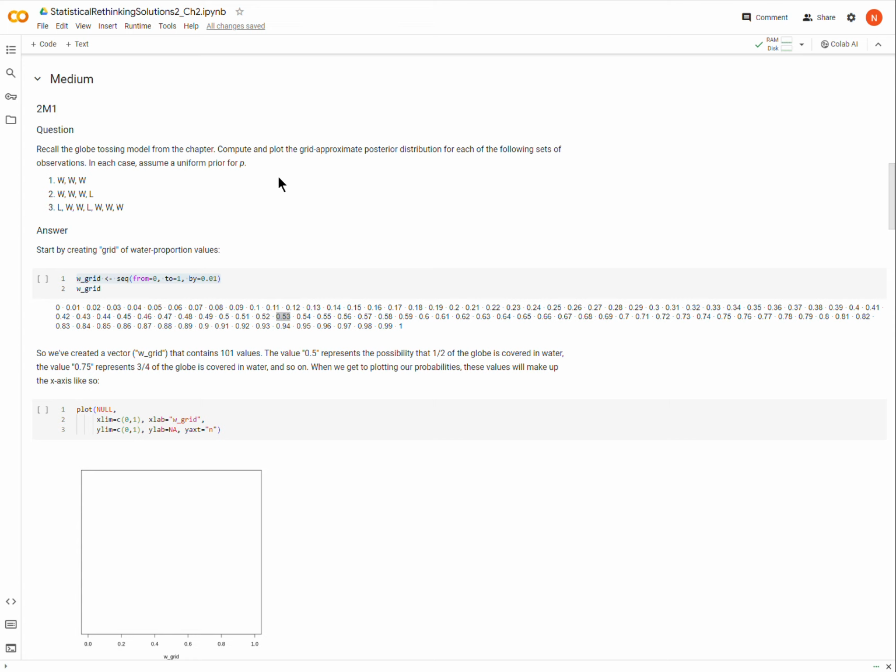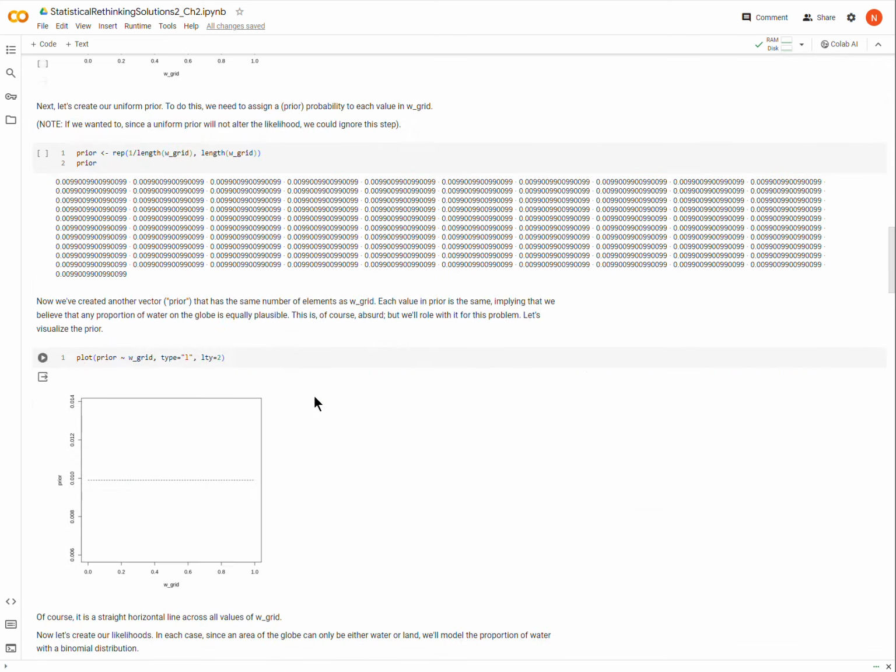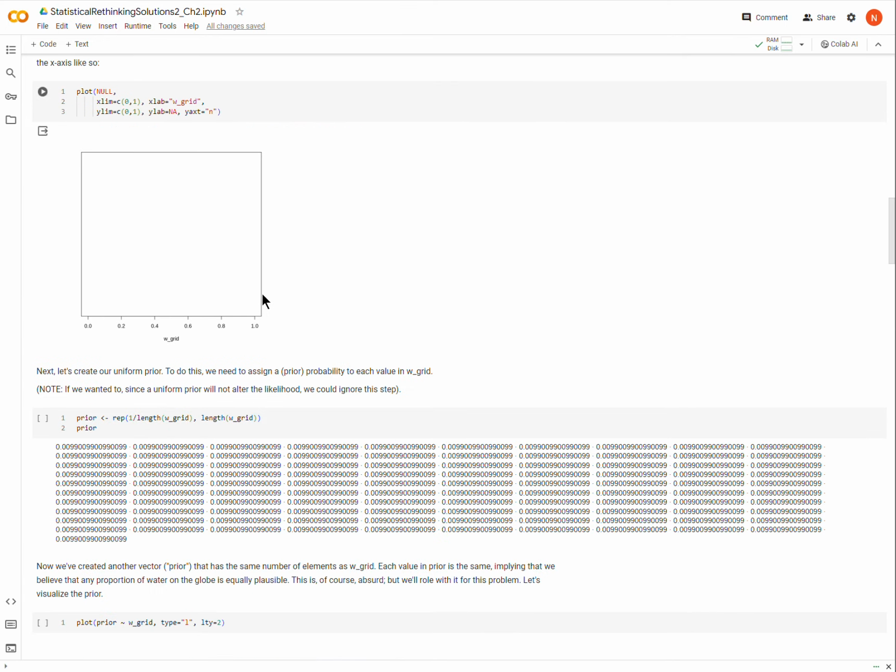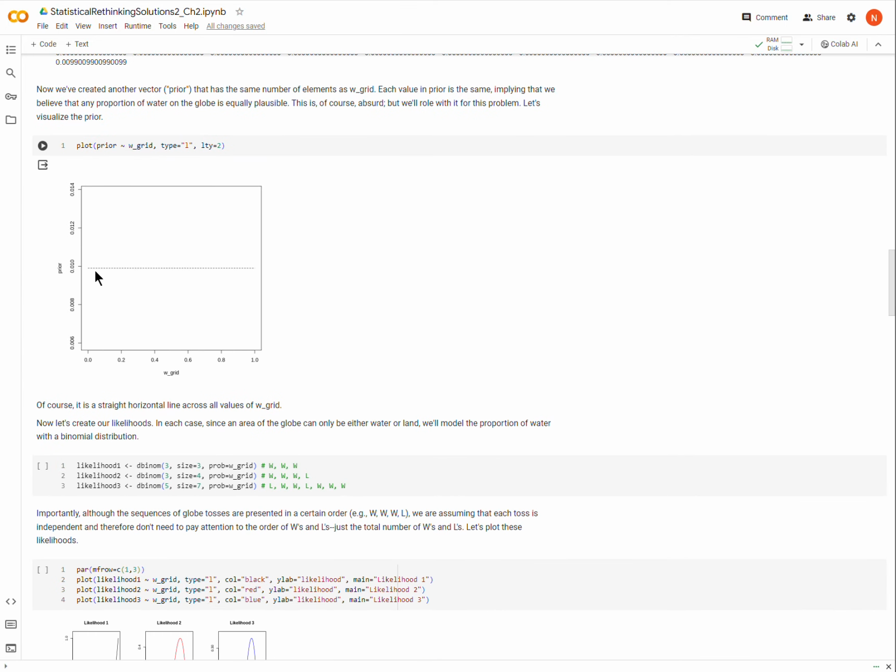The three sets of observations that we get are here: water, water, water, water, water, water, land, etc. So that's the question being referenced in this next question. What differs is that in 2M1, it asks us to assume a uniform prior for P, the proportion of the globe covered in water, and that would just look like a flat line across all possible values for W grid, where every value of W grid represents a potential proportion of the globe being covered in water.